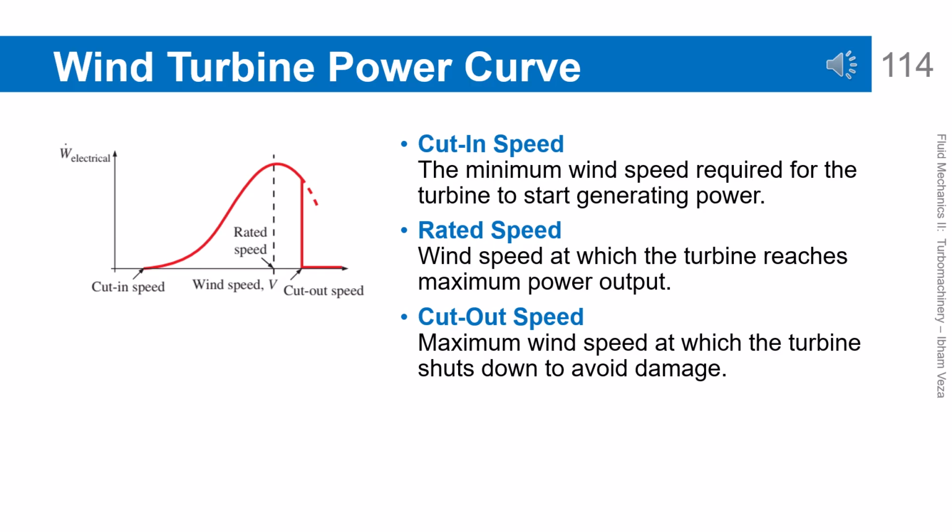Wind turbine power curve. The wind turbine power curve shows the relationship between wind speed and the generated power. At the cut-in speed, the turbine starts to rotate and produce power. At the rated speed, the power reaches the designed maximum value. At the cut-out speed, the turbine is shut down to prevent damage due to excessive loads. This curve is essential for evaluating turbine performance under different wind conditions.